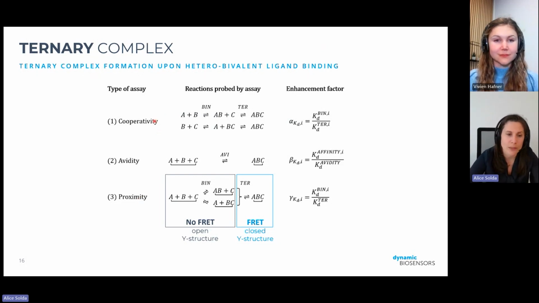We don't measure cooperativity nor avidity. We measure proximity, which means that whenever you have the three interactants, A, B, and C together, the structure is closed, we see FRET, and we can gain information. So we can get the KD of the ternary. And then we don't see what is in between. We see it in between only whenever you have AB only or BC only, but not the mixture. And this is important to clarify, because again, we measure only whenever the three partners are binding.